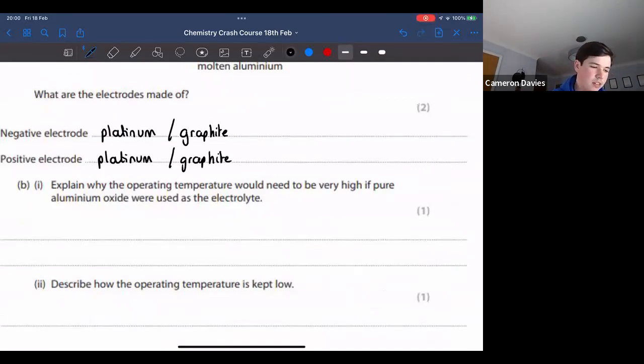So basically anything that's unreactive, you can put there. They want graphite in this particular instance, but platinum would not be incorrect.